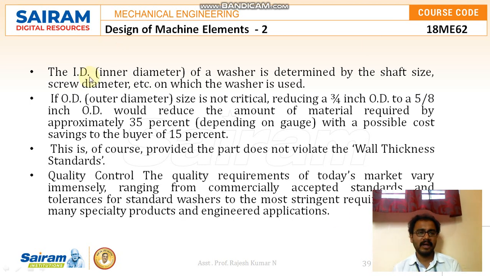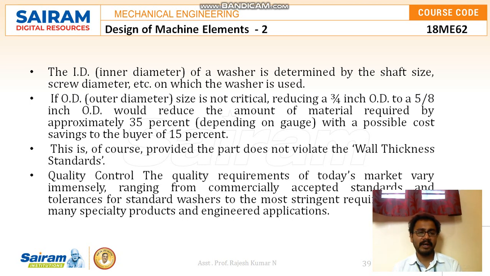The inner diameter, which we call the ID, of a washer is determined by the shaft size or screw diameter on which the washer is used. If the outer diameter size is not critical, then we can reduce the outer diameter from 3/4 inch to 5/8 inch. This rapidly reduces the amount of material required by approximately 35%. Depending on what type of gauges we are using, there is a possible cost savings to the buyer of 15%, provided the part does not violate the wall thickness standards. After following all these things, we will recommend the washers for the Belleville springs.